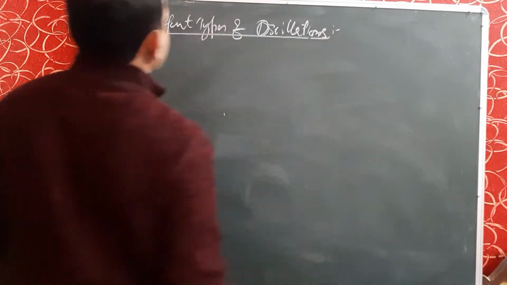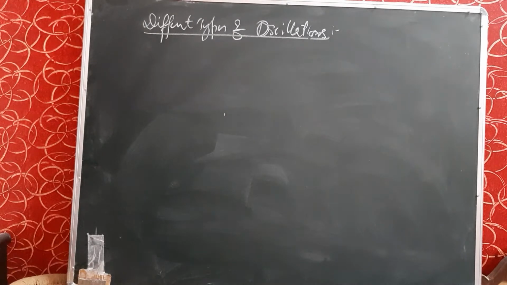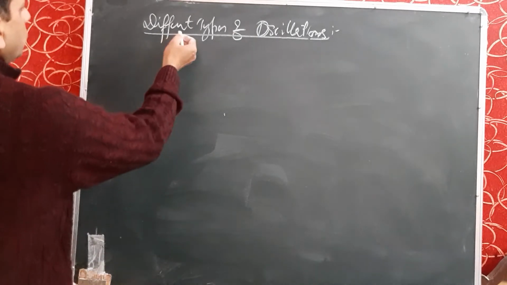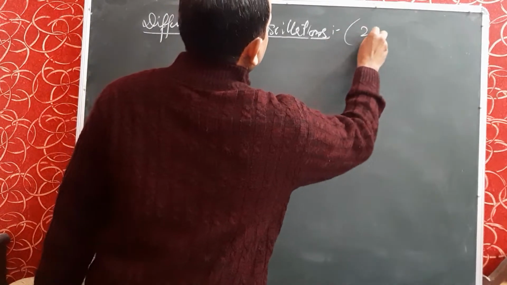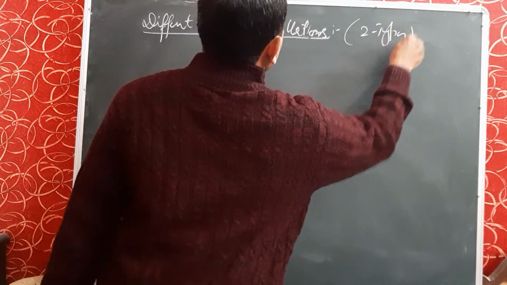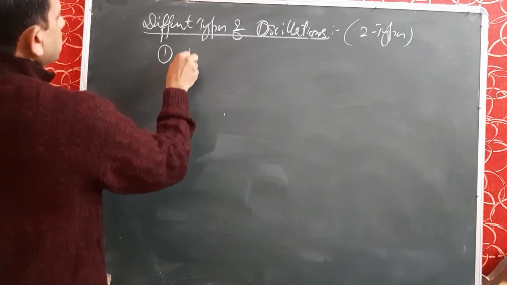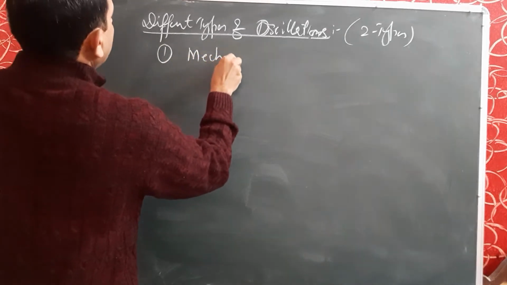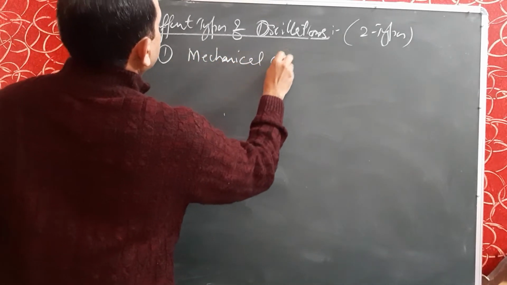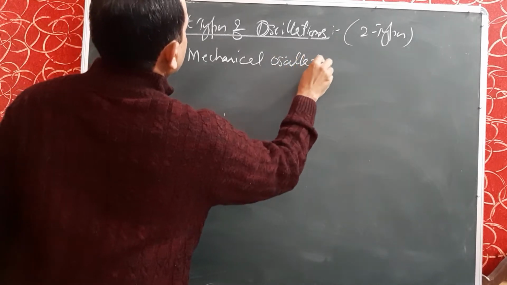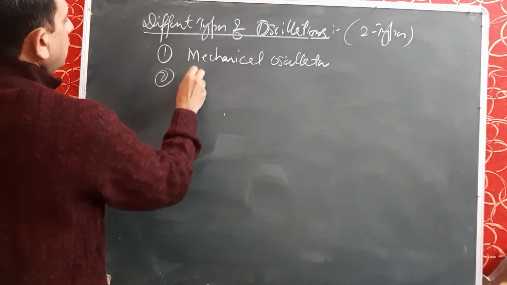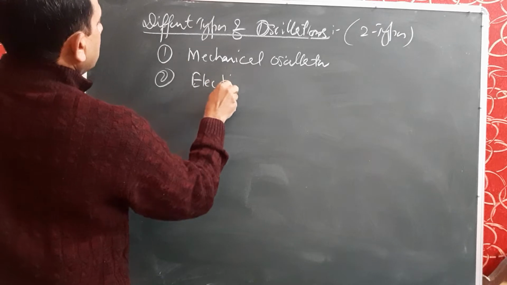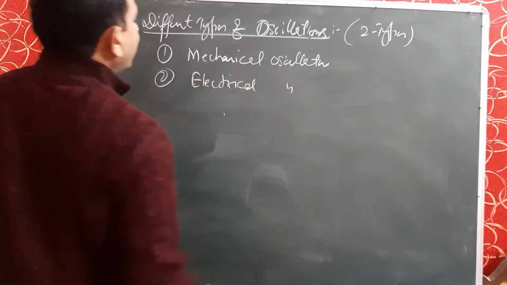Oscillators. So in the whole book, we will discuss two types of oscillators. First one is mechanical oscillator, and second one is electrical oscillator. Mechanical and electrical.